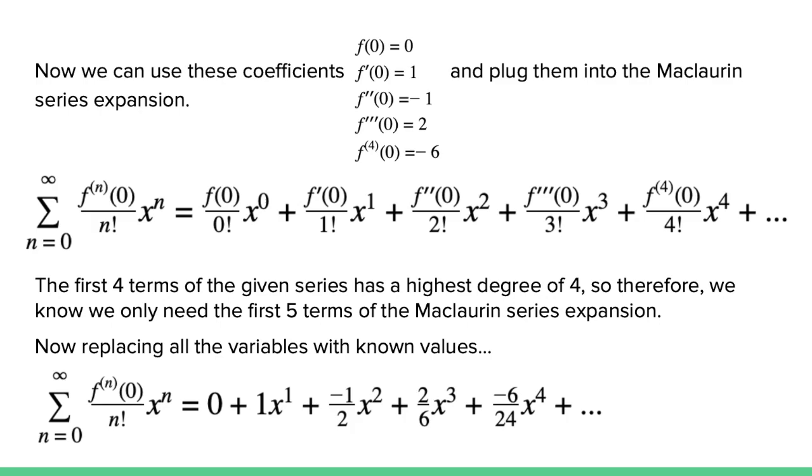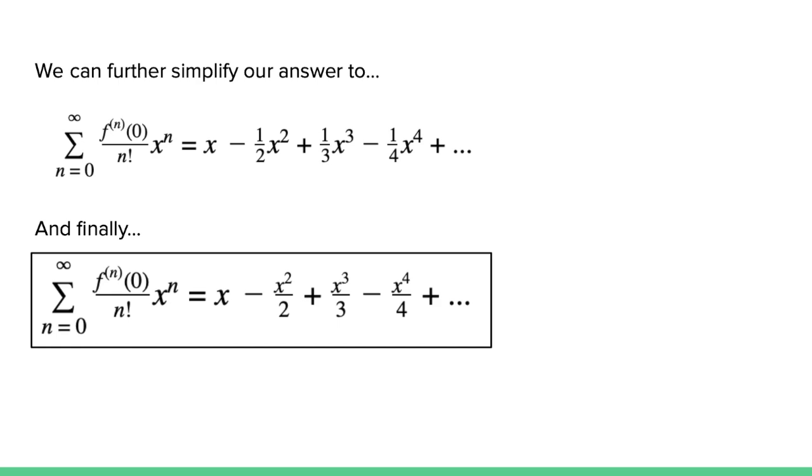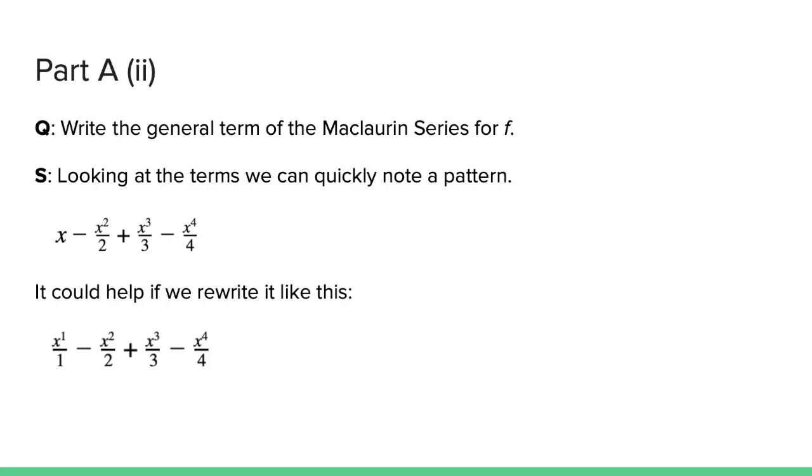After plugging in our known values, we can simplify to get x minus 1/2 x squared plus 1/3 x cubed minus 1/4 x to the fourth, and so on. As seen, this can be rewritten and it matches what we want to find. Now we want to find the general term of the Maclaurin series for f.